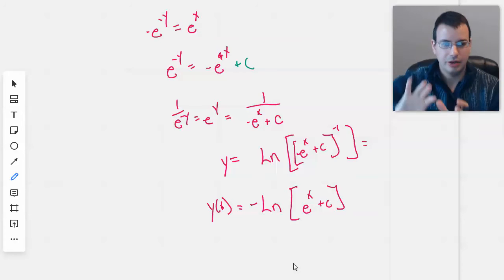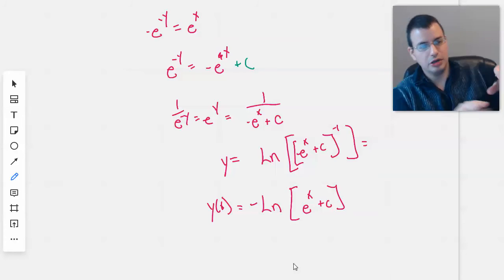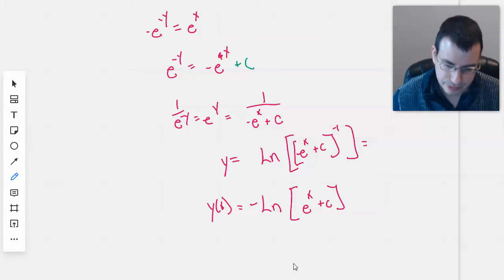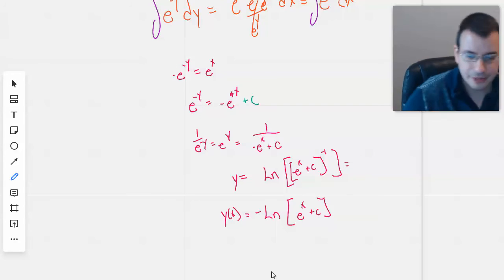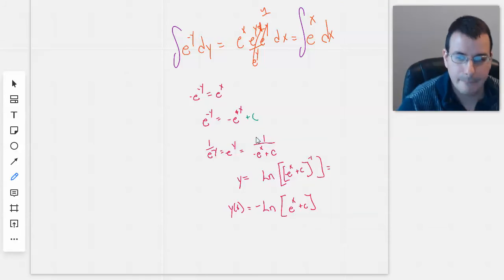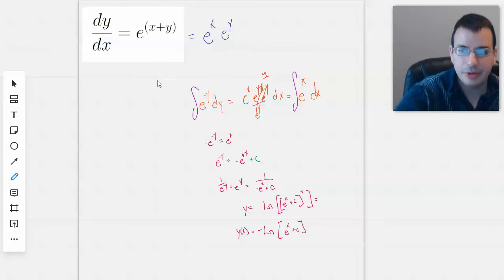Like, okay, x is over here, y is over there. Integrate both sides, move on. And then you'll just move on to the next problem. So that would be how we'd solve this.